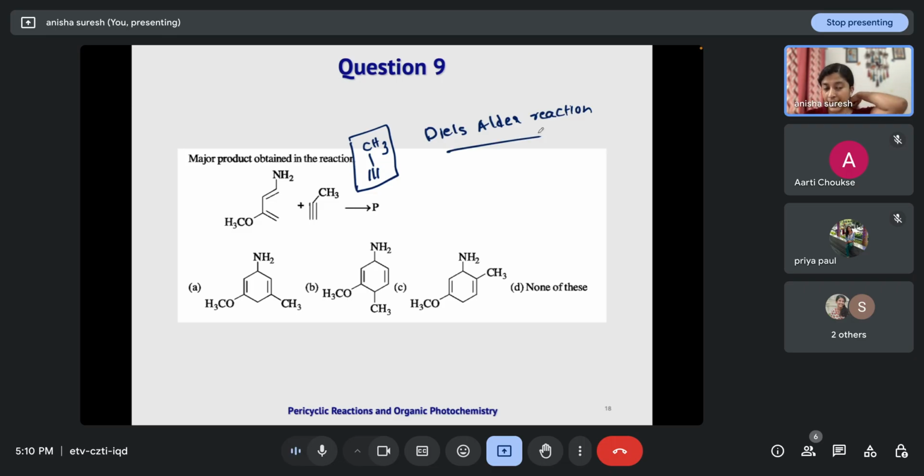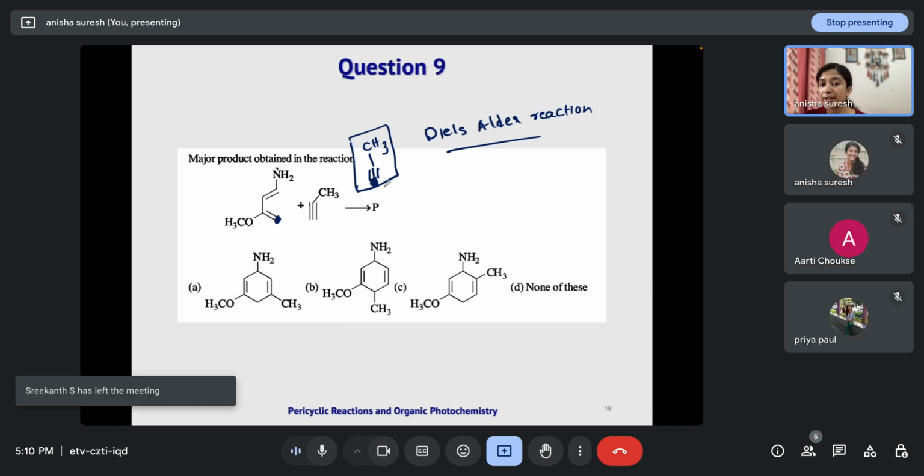So we have learned regarding the regiochemistry of Diels-Alder reaction, right? Since this amine is an electron donating group by resonance effect, this center will be an electron rich center. And this CH3, since it is an electron releasing group by inductive effect, this will also be an electron rich center. Both these centers are electron rich centers.